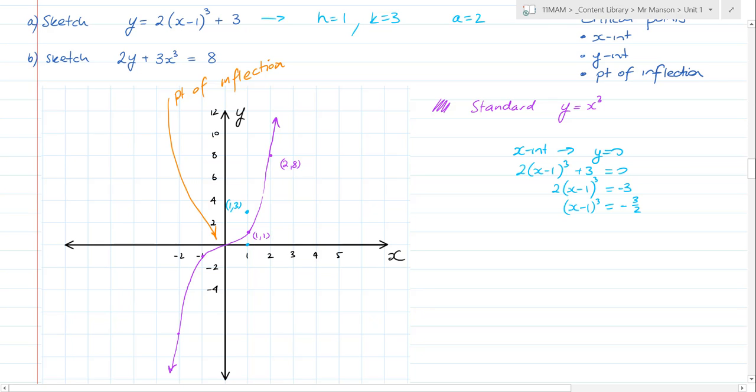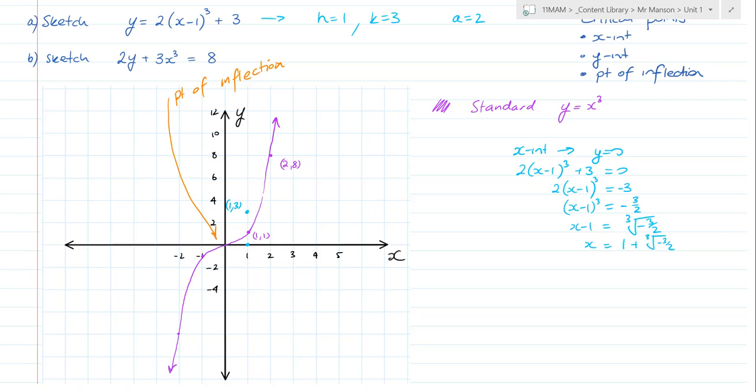X minus 1 equals the cube root of negative 3 over 2. Now you might be looking at that and going, oh, but you can't take the square root of a negative. You can take the cube root of a negative. So be aware of that. That might happen, and that can happen. And therefore x is equal to 1 plus, that shouldn't be a 2, sorry, that should be a 3, 1 plus the cube root of negative 3 over 2. And at this point you can get your calculator and you can determine that cube root. It's going to be not nice, but we'll do it anyway.